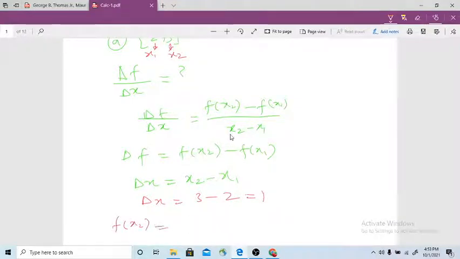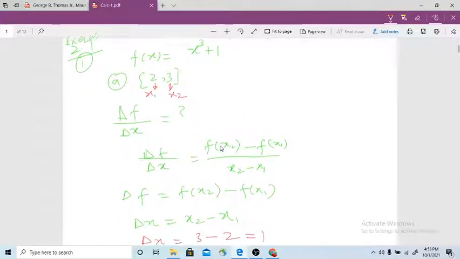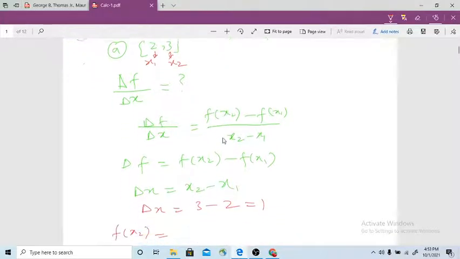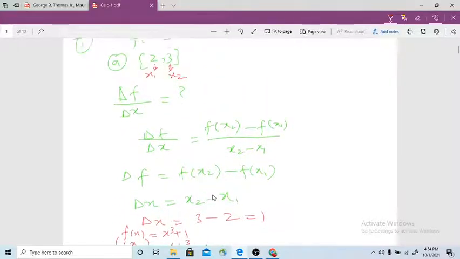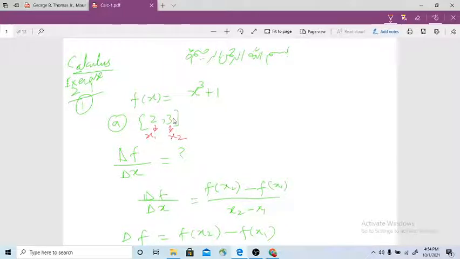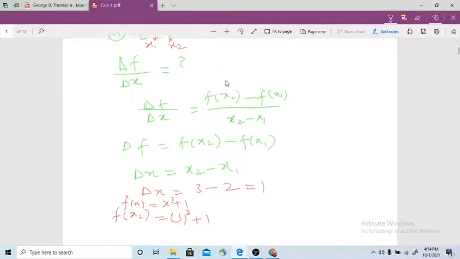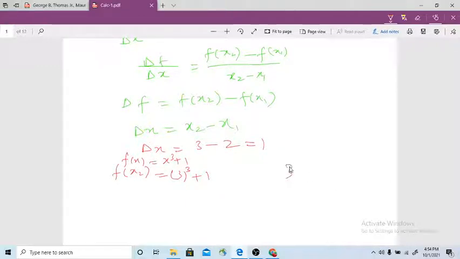f of x2 will be, f of x is x cube plus 1. So f of x2, where x2 is 3, will be 3 cube plus 1. 3 cube means we have to write 3 three times and multiply, 3 into 3 into 3. So this is 27. So 27 plus 1 is 28.